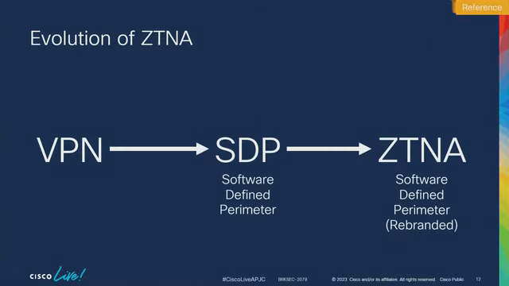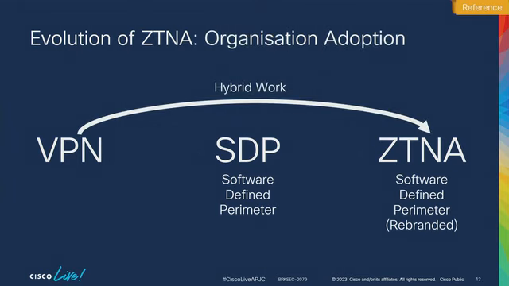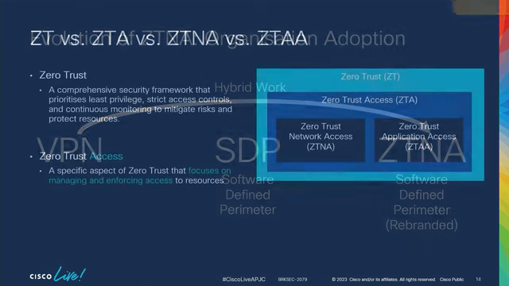You'll be very familiar with this term, software-defined perimeter. ZTNA is just the rebranding of this. So what problems are we trying to solve? Hybrid work, accelerated by COVID, right? We all worked at home for 2-3 years. To be honest, I'm still working from home. I go to the office probably 2 times a month, right?